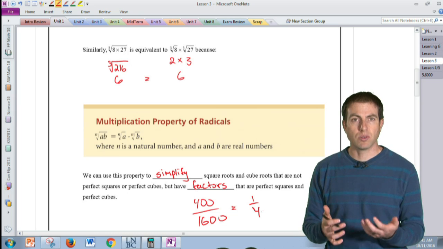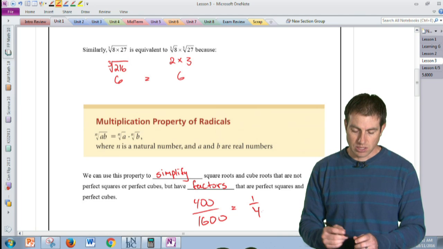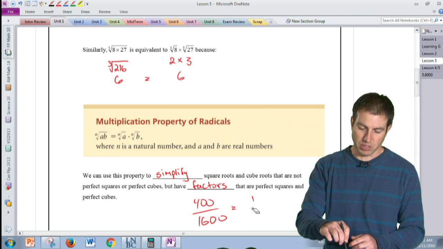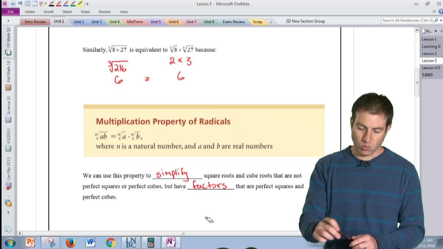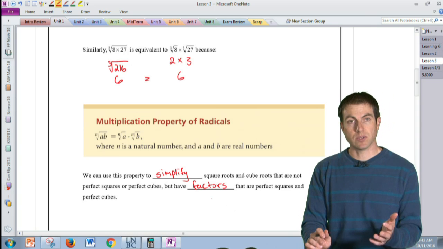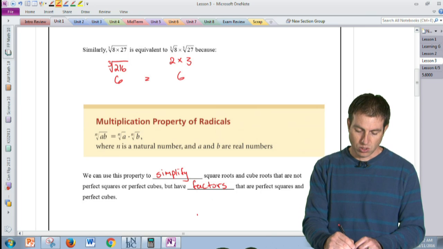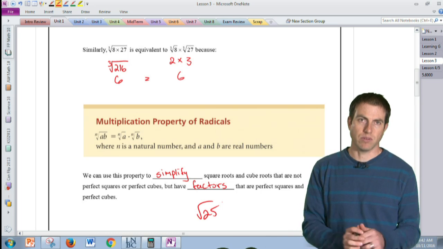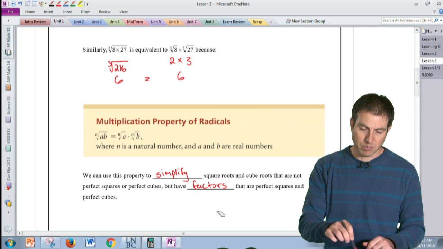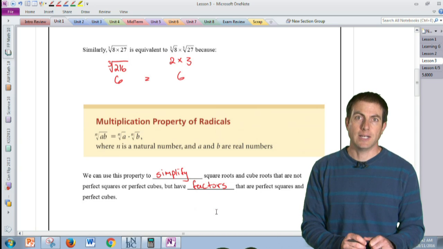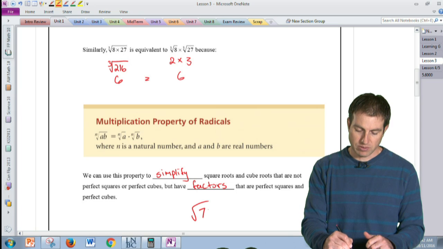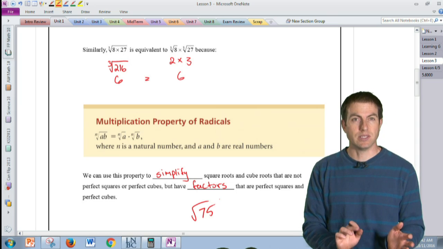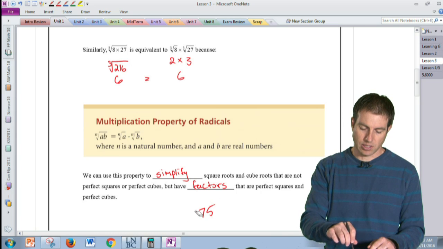And that's what we're going to do with radicals now. We'll look at some examples. We're going to be able to start to simplify radicals that don't have perfect squares under them. So if I end up with a square root of 25, awesome. Perfect square, 5 times 5 is 25, done. But if I end up with something else like the square root of 75, well, that's not a perfect square, but I can simplify it because it does have a perfect square that's a factor of it.